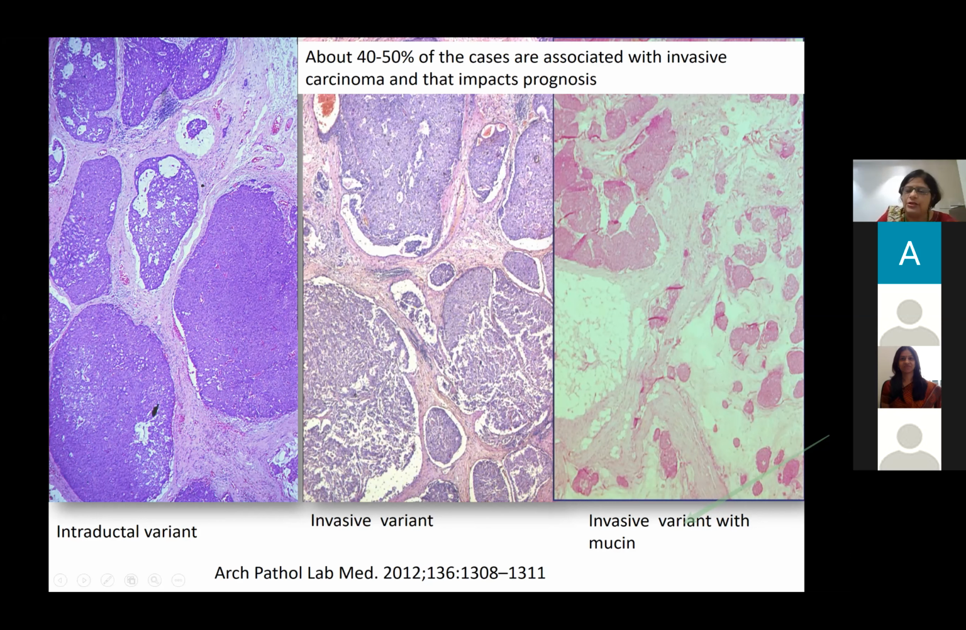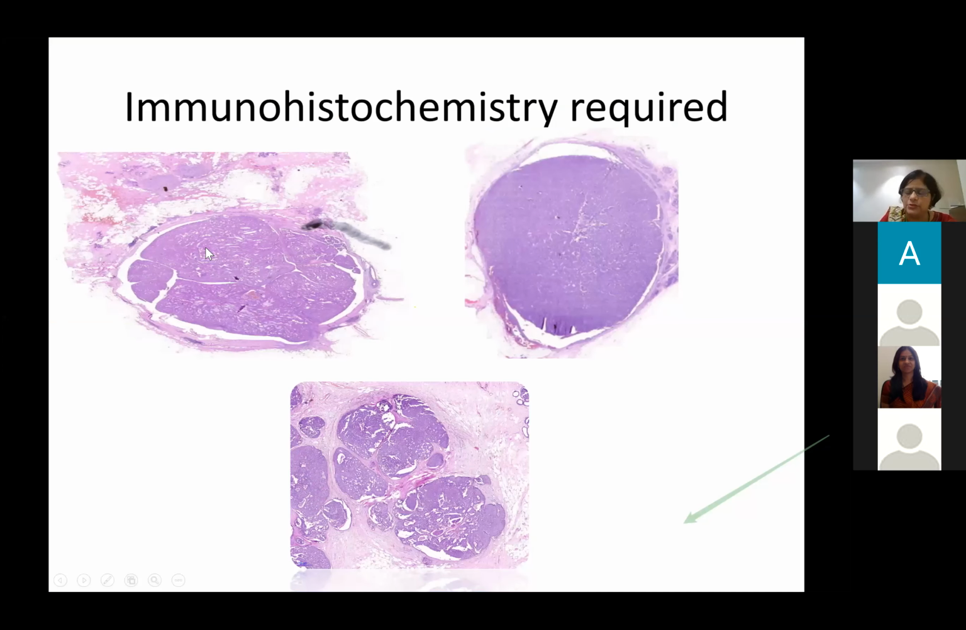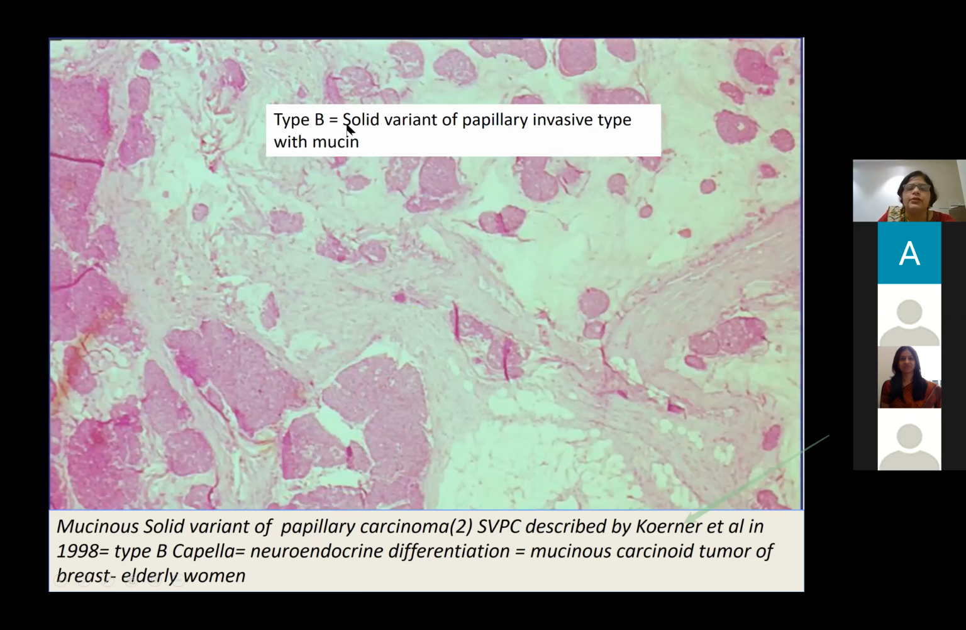Now let's go to the mucinous variant of this solid papillary carcinoma. This is what we call type B solid papillary carcinoma. I will not go into the details of this because this is a spectrum in itself. This is actually part of the spectrum of mucinous cancer. So please understand, from intraductal to invasive to mucinous, that's the spectrum the solid variant of papillary undergoes.